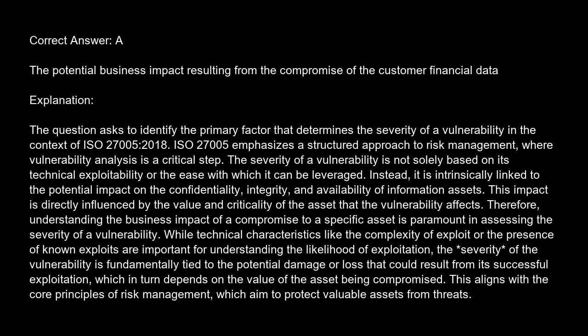The correct answer is A. The potential business impact resulting from the compromise of the customer financial data. Explanation: the question asks to identify the primary factor that determines the severity of a vulnerability in the context of ISO 27005-2018. ISO 27005 emphasizes a structured approach to risk management, where vulnerability analysis is a critical step. The severity of a vulnerability is not solely based on its technical exploitability or the ease with which it can be leveraged. Instead, it is intrinsically linked to the potential impact on the confidentiality, integrity, and availability of information assets.